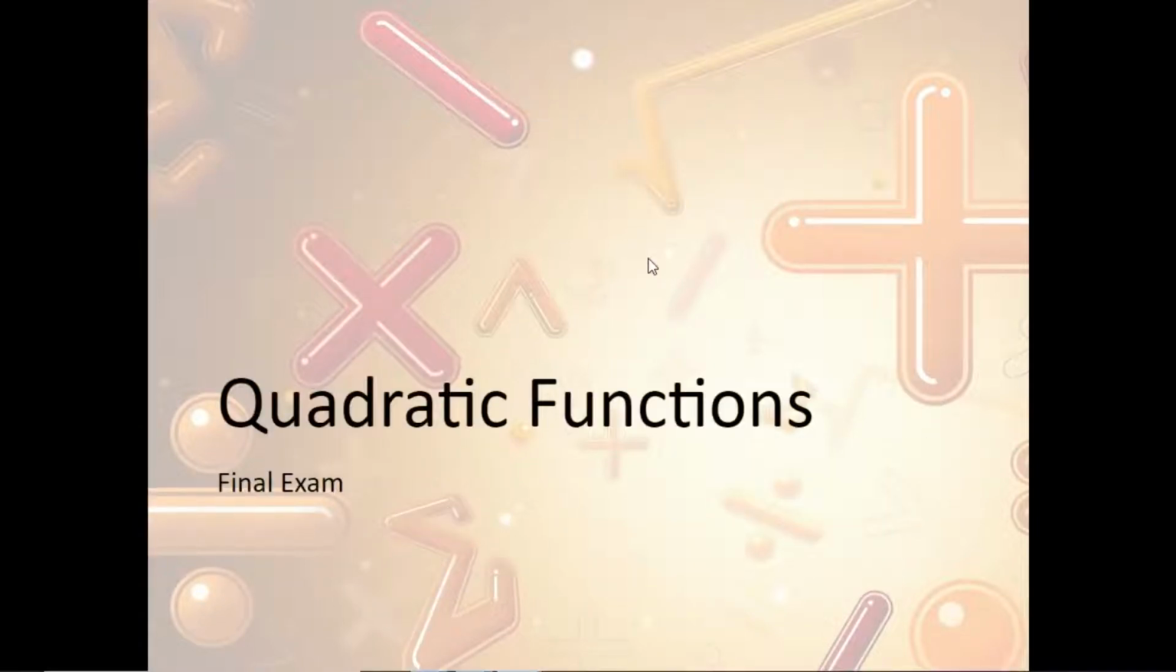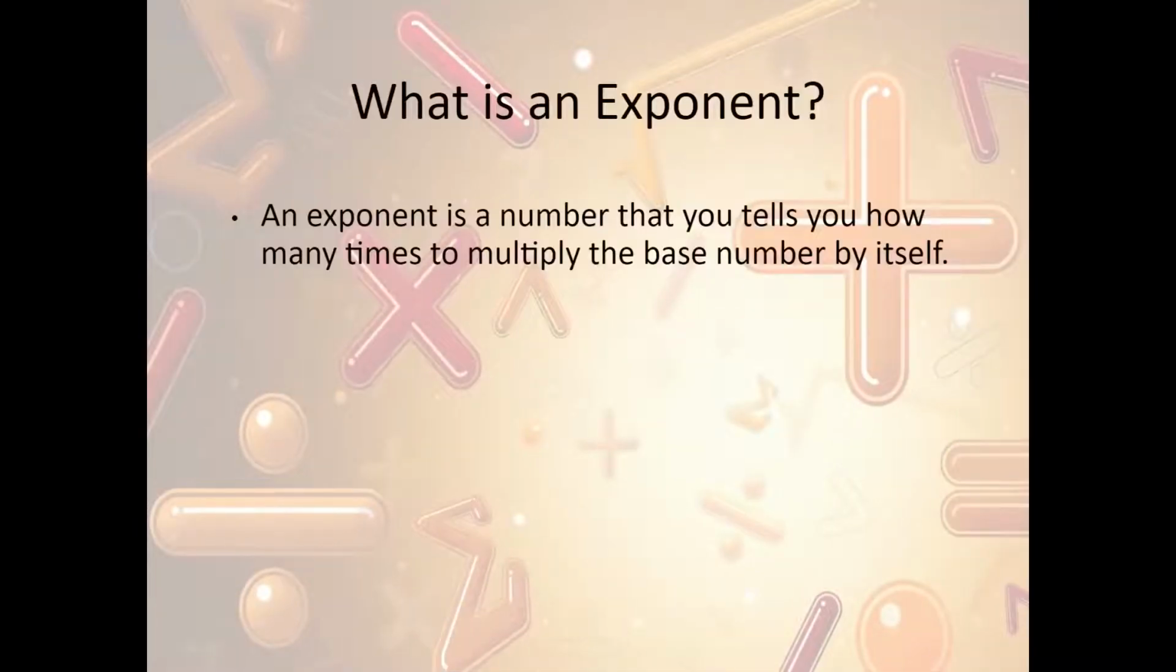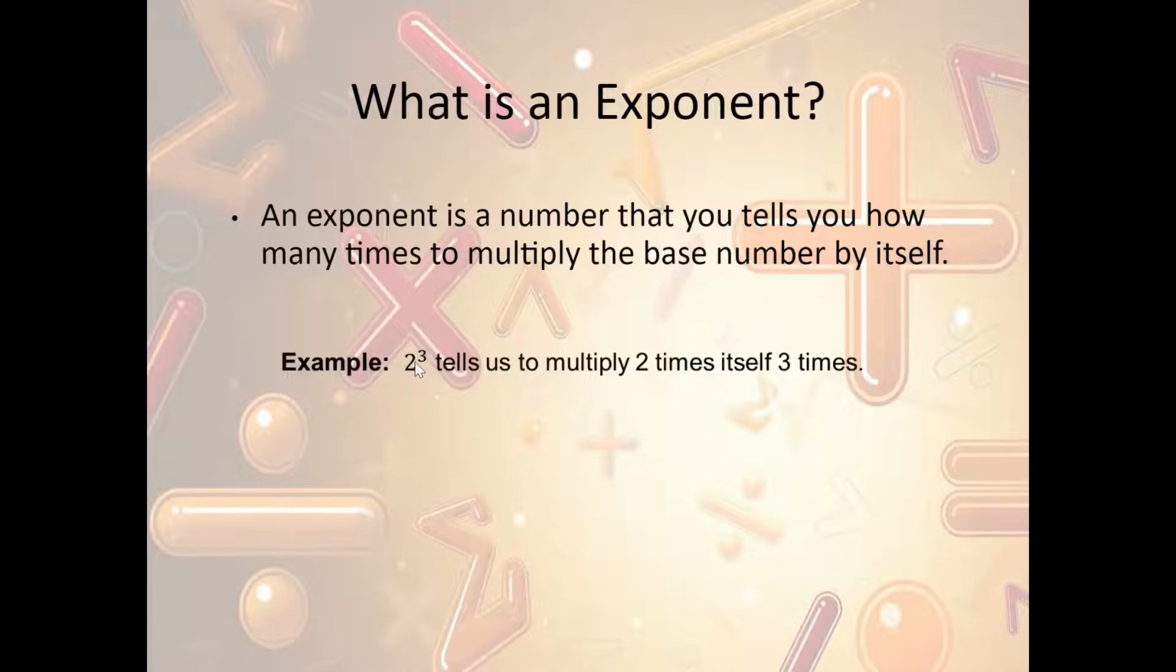Now let's take a look at quadratic functions. Now, what is an exponent? An exponent is a number that tells you how many times to multiply the base number by itself. So for instance, we have 2 to the third power. 2 is what we call our base number, and it tells us that we're going to multiply 2 times itself 3 times. So that's really 2 times 2 times 2, which is 8.